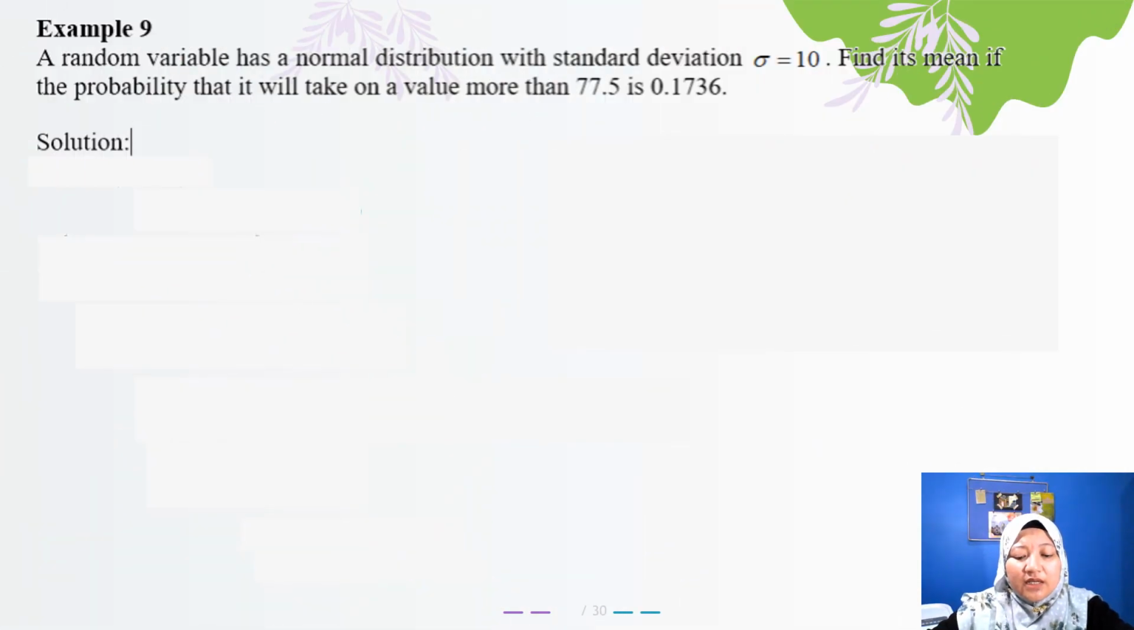Okay, example 9. A random variable has a normal distribution with standard deviation 10. Find its mean if the probability that it will take on the value more than 77.5 is 0.1736.